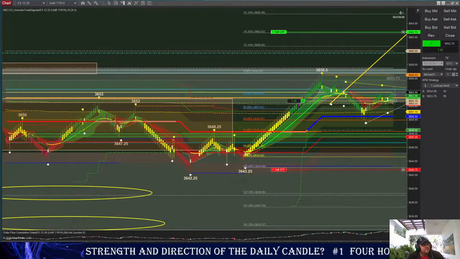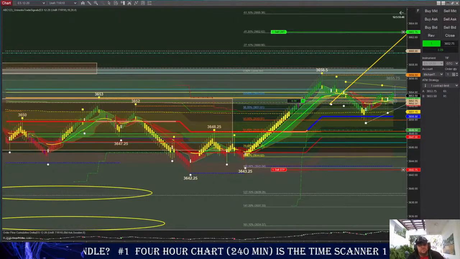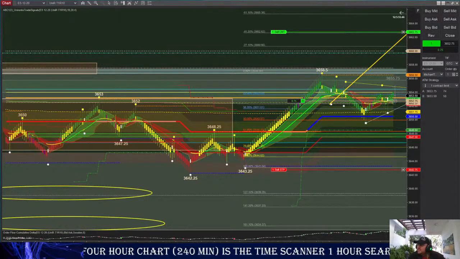Needs to pop. 1, 2, 3, 4, 5, 6, 7, 8. 1, 2, 3, 4 buying ones. They're chewing it up. They're holding the line.